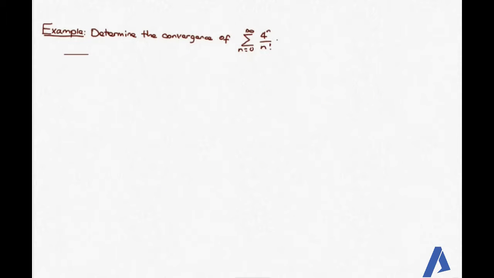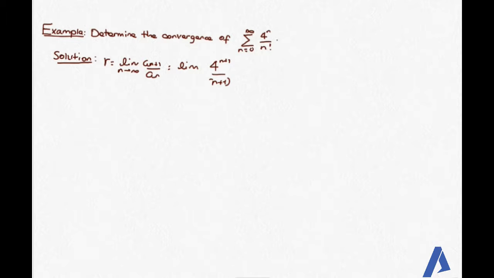ቀጥታ ወደ ሶሉሽናችን ስንሄድ r ምንድነው ብለናል? Using ratio test it's the limit of a_{n+1} over a_n. ስለዚህ r is equal to the limit of a_{n+1} over a_n as n approaches infinity. ይሄ ማለት the limit of 4 to the power of n+1 over (n+1) factorial divided by ራሱ, which is 4 to the power of n over n factorial, as n approaches infinity.